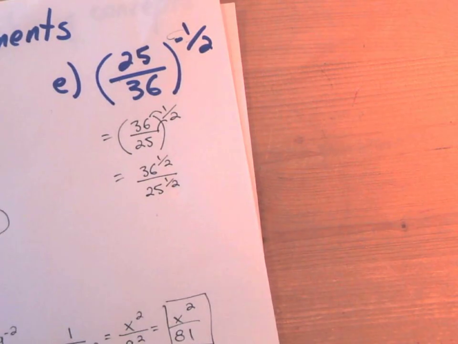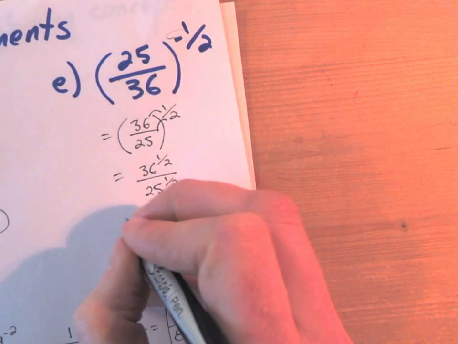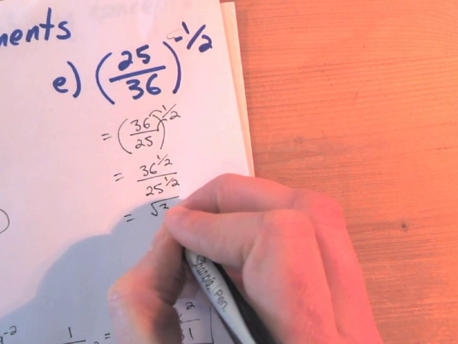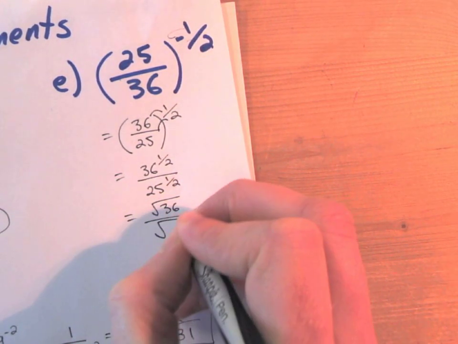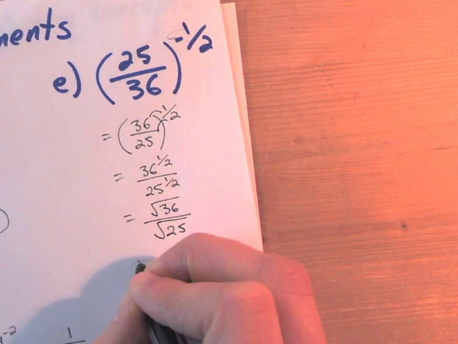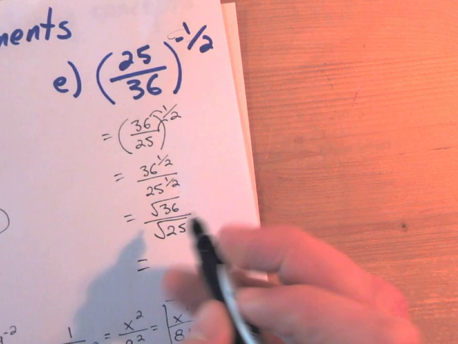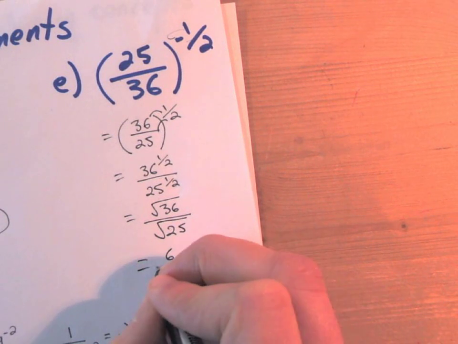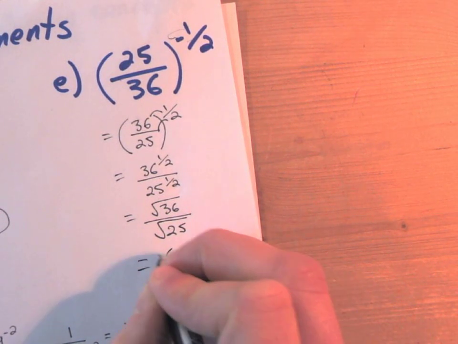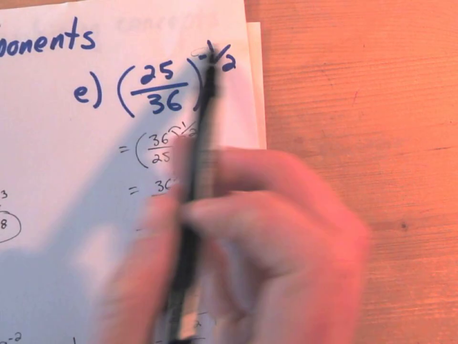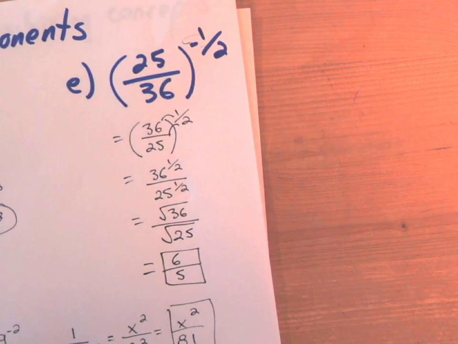And we know half is the same thing as a square root. So it's really the same as square root of 36 over square root of 25. So this will give us what? Square root of 36 is 6. Square root of 25 is 5. So this complicated thing is the same as just 6 over 5.